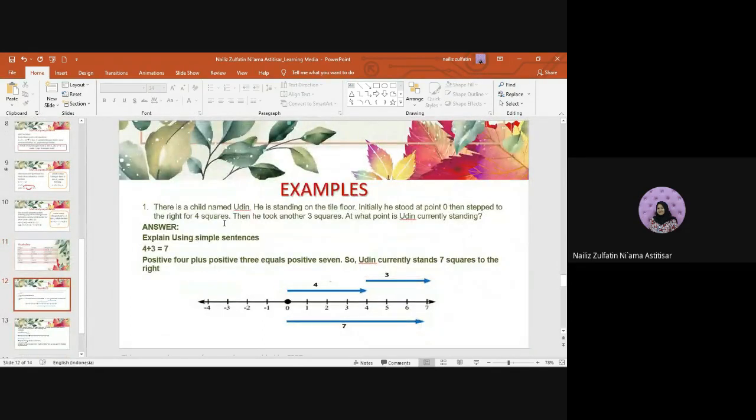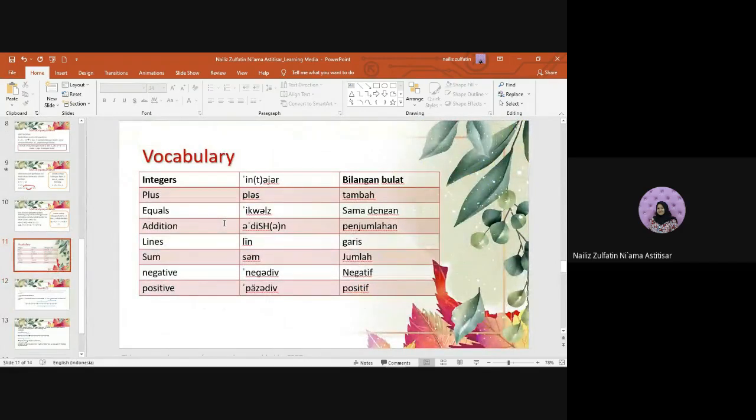Now, before the examples, I will play a video about the example of adding a positive number and a negative number on a number line.